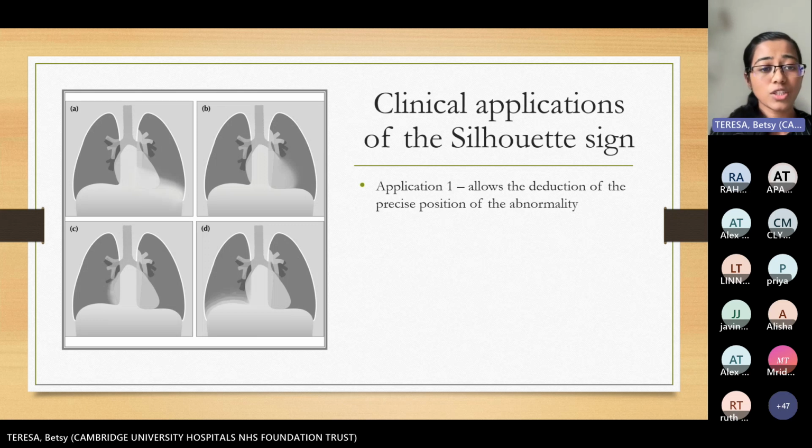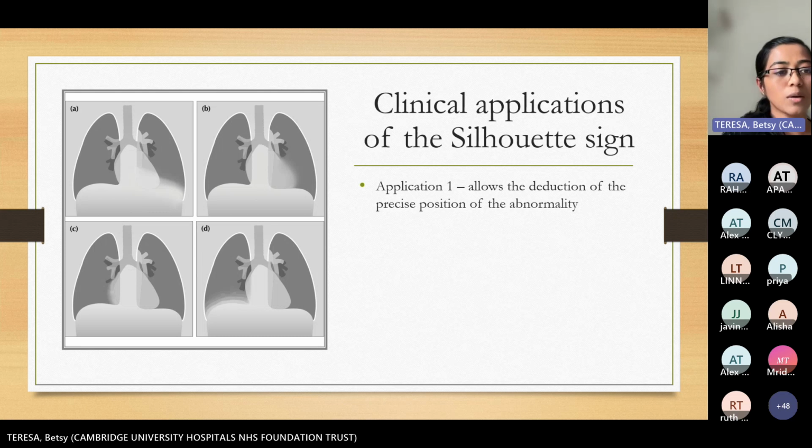So it's got a few applications. Mainly, it helps to deduce the precise position of the abnormality. So, like I said, it's important to always look for the silhouette sign. That's because sometimes that might be the only abnormal feature on the chest X-ray. So it's important to look for it.